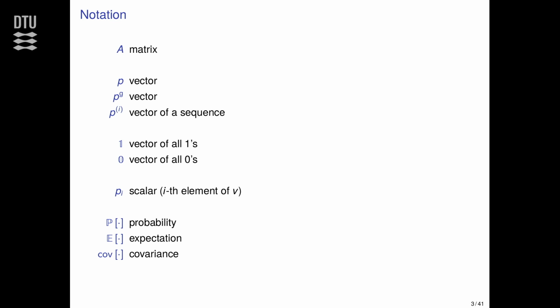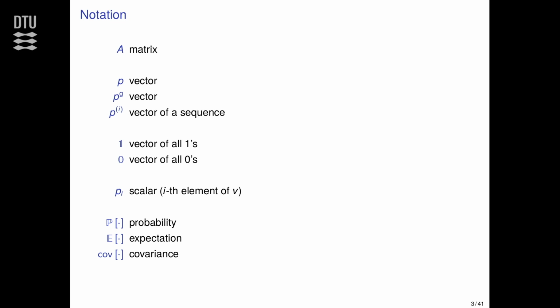To reduce confusion, if I write 0, it's a scalar 0. If I write 0 with the double bars, it's the vector of 0s. If I write 1, it's a scalar 1. If I write 1 with the double bar, it's a vector of 1s.